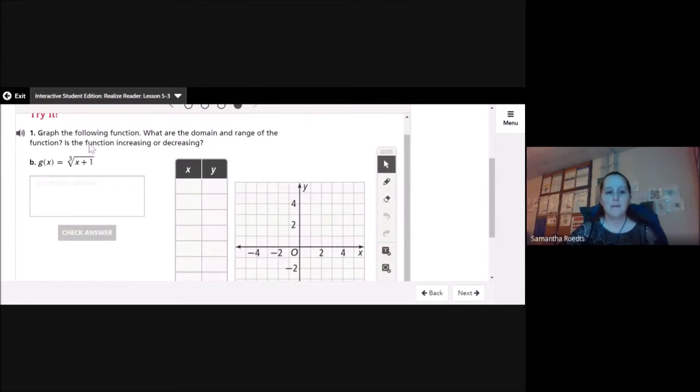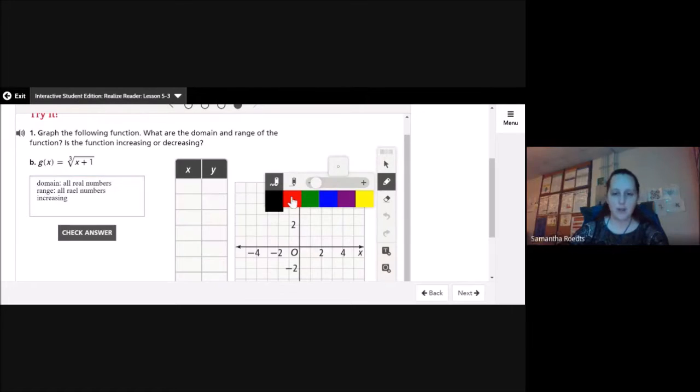So I want to graph the function. I have a cube root of x plus 1, so I know that the domain is all real numbers. The range is all real numbers, and it's also increasing. So I can go ahead and try a couple of numbers in here. Again, I want to pick numbers that are easy.